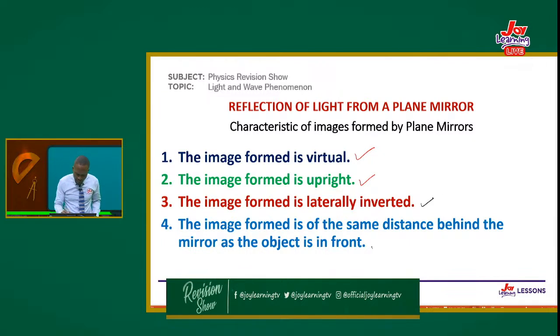All right, then the image is the same distance behind the mirror as the object is in front. Wow. That is to say that if you stand in front of the mirror, let's say at a distance of 10 meters, the image you see is also 10 meters behind the mirror. So the closer you get to the mirror, the closer the image is to the mirror. This property can be used to give a number of problems for us to solve. The distance between the object and the mirror is equal to the distance between the image and the mirror behind it. So we will take a question on that and see how we go about it.